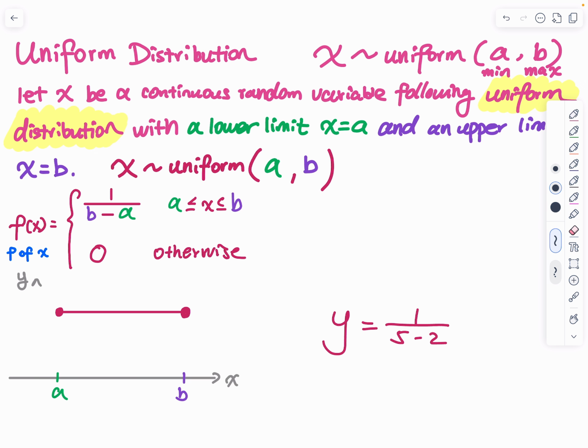And then how high is this? Oh, I am supposed to do a writing, not erasing. This is 1 over B minus A. And this horizontal line can be represented by f of x equals to 1 divided by b minus a. So the value of the function is actually the height from the origin, which is 0, 0, to the y value.